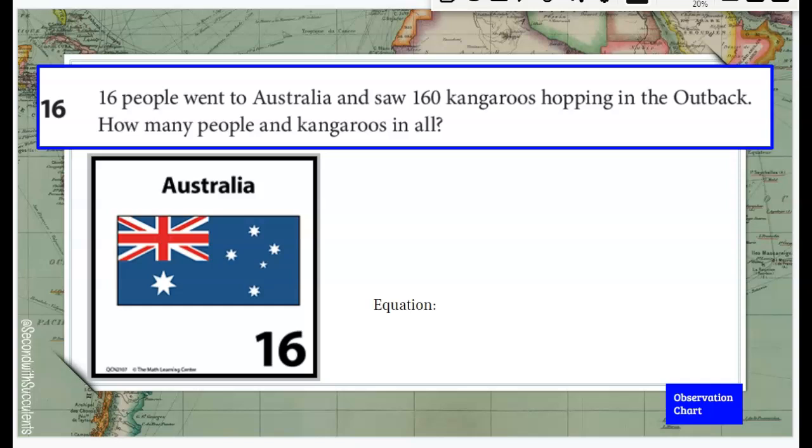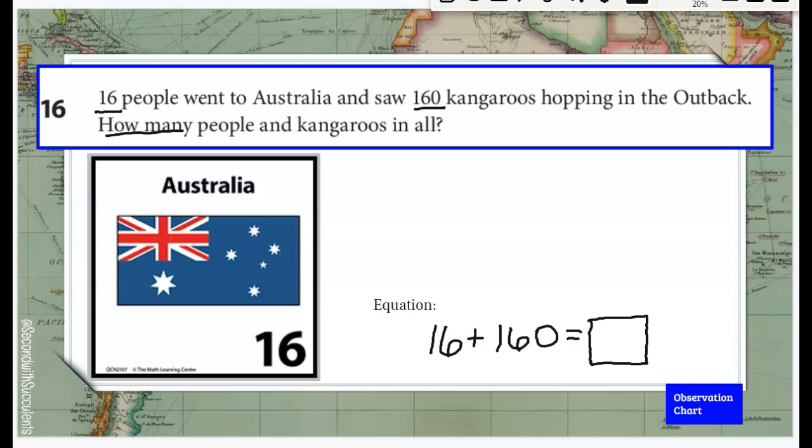16 people went to Australia and saw 160 kangaroos hopping in the outback. How many people and kangaroos in all? Show a connection if your equation looks like this. 16 people plus 160 kangaroos equals how many people and kangaroos all together?